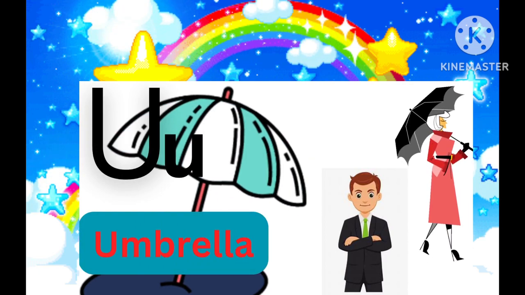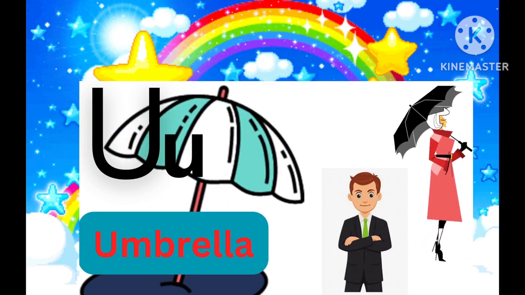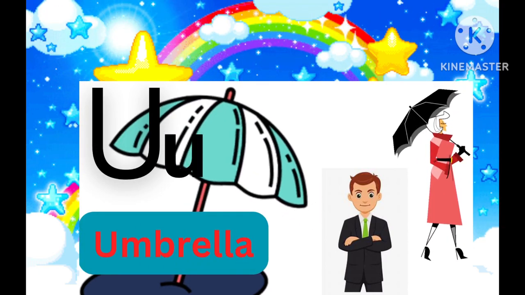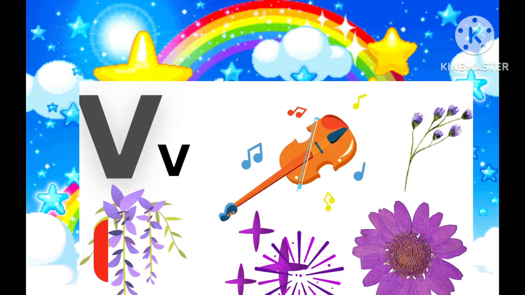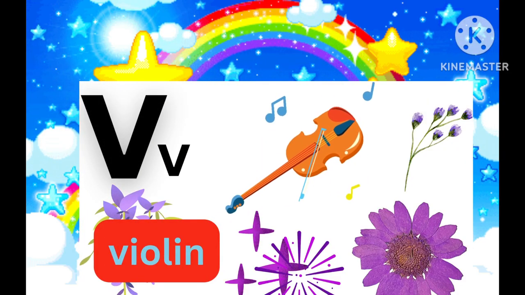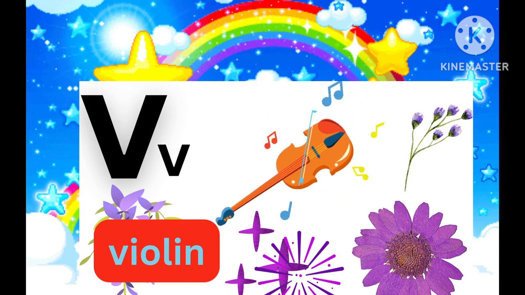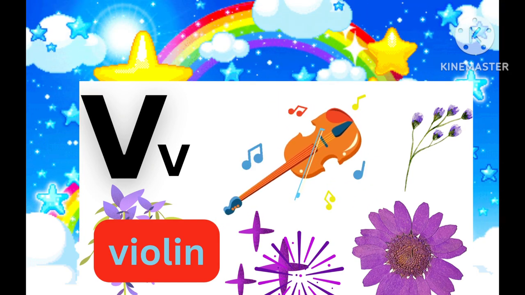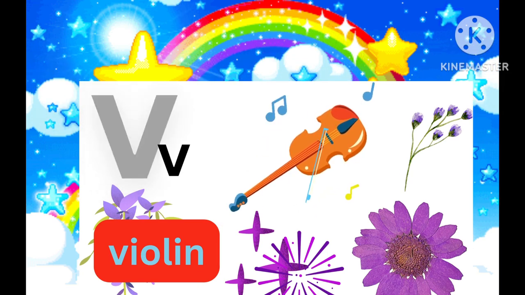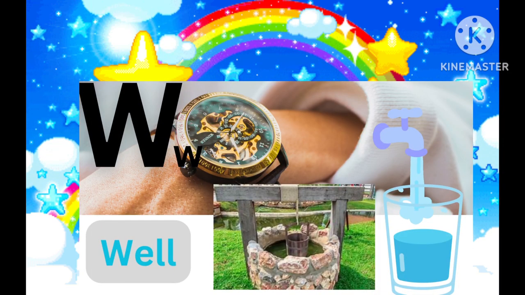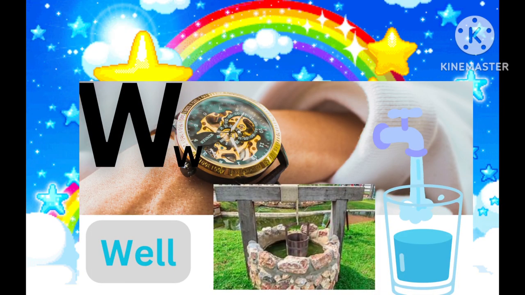U for uncle, U for umbrella. V for violin, V for violet, V, V, V. W for well and W for water, W, W, W.